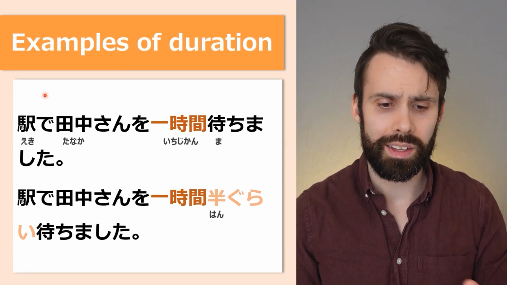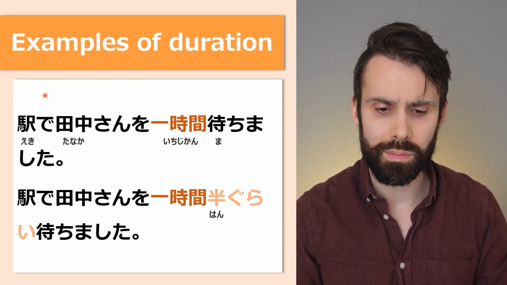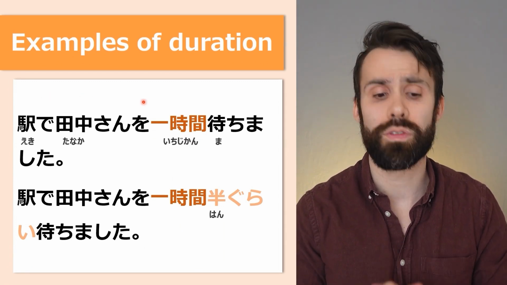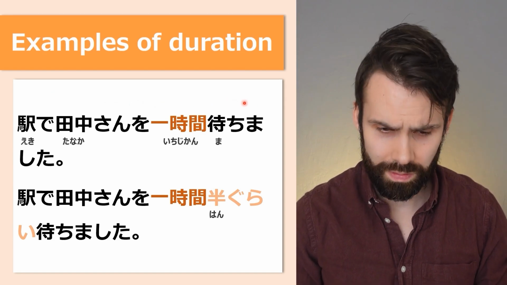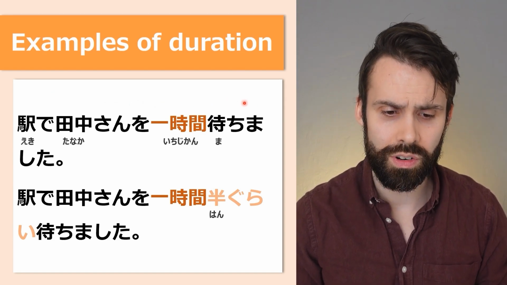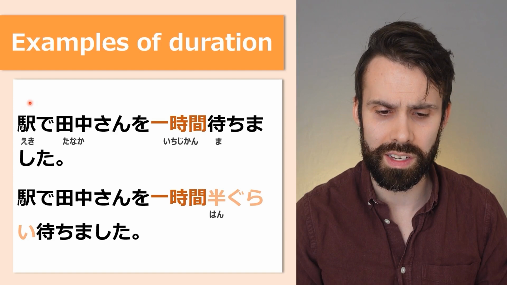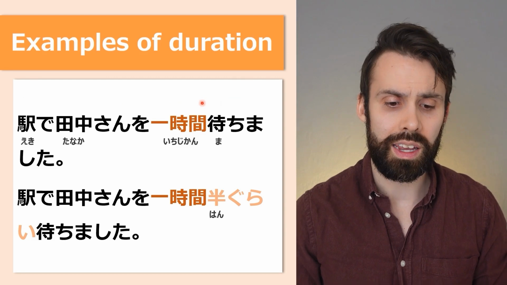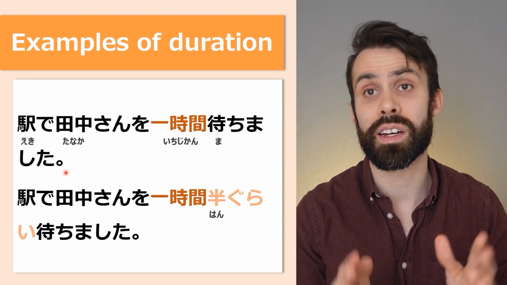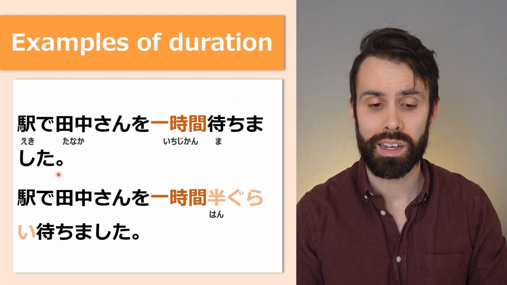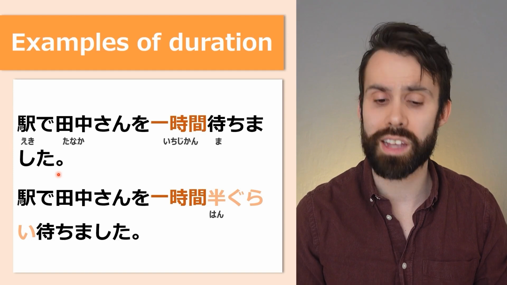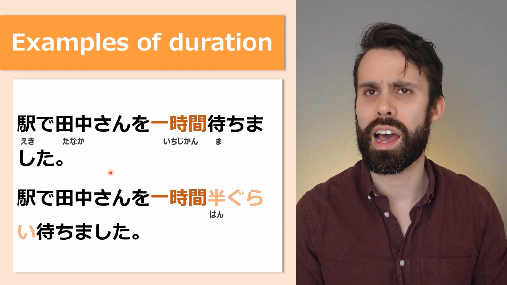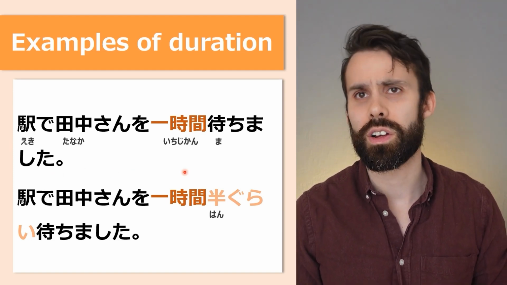So, 駅で田中さんを1時間待ちました. I waited for Tanaka-san at the station. 駅で at the station 田中さんを1時間待ちました. I waited for Tanaka-san at the station for 1 hour. Or I could say 駅で田中さんを1時間半ぐらい待ちました. I waited for Tanaka-san at the station for about 1.5 hours, which is a lot of time.